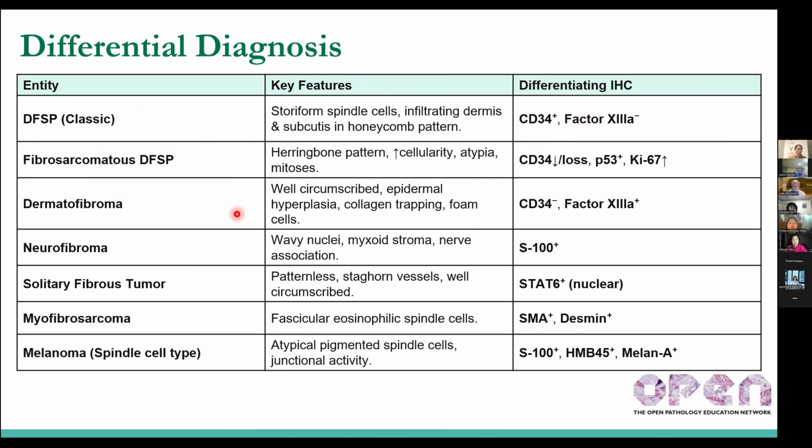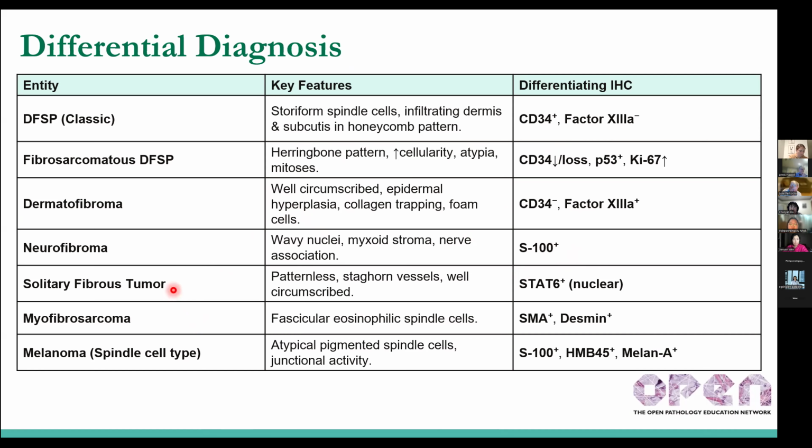And then we have dermatofibroma. It is more well circumscribed and it has epidermal hyperplasia, collagen trapping, and foamy cells. CD34 is negative, but factor XIIIa is positive. And of course, neurofibroma is positive for S100.